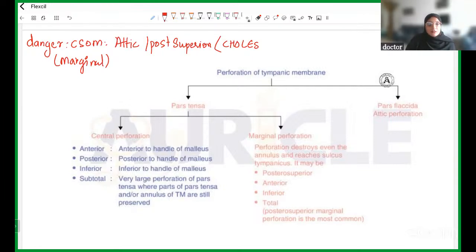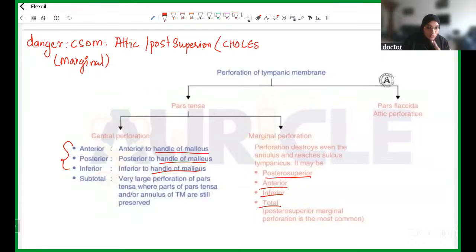Now, anterior means anterior to the handle of malleus. Posterior means posterior to the handle of malleus. Inferior means inferior to the handle of malleus. So here the relation is to the handle of malleus. Now, what is meant by subtotal? When there is a very large perforation of pars tensa, but parts of pars tensa may or may not be preserved, that is subtotal. Total means there is complete obliteration of the pars tensa. So marginal perforation destroys even the annulus, the sulcus. It will destroy the whole part. Okay, it can be posterior, superior, anterior, inferior, or total.